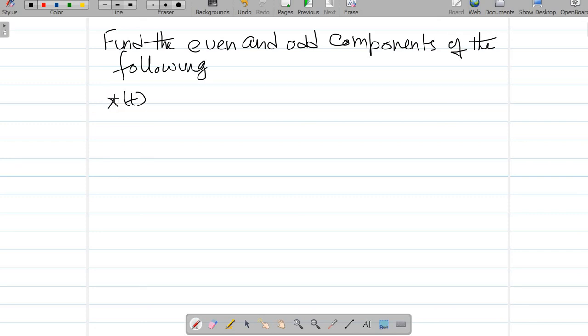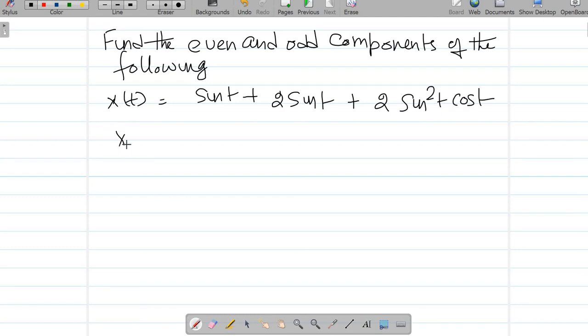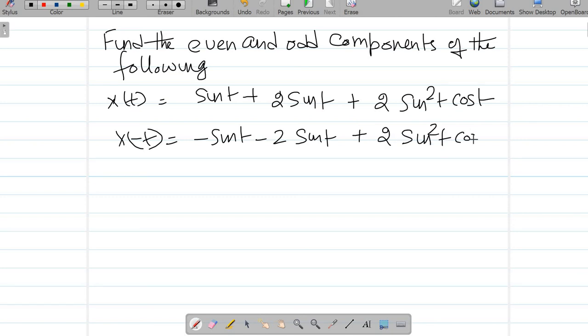x of t is equal to sine t plus 2 times sine t. You can add up these two and say 3 times sine t plus 2 sine squared t cos t. So x of negative t will be negative of sine t minus negative of 2 sine t plus 2 times sine squared t cos t.